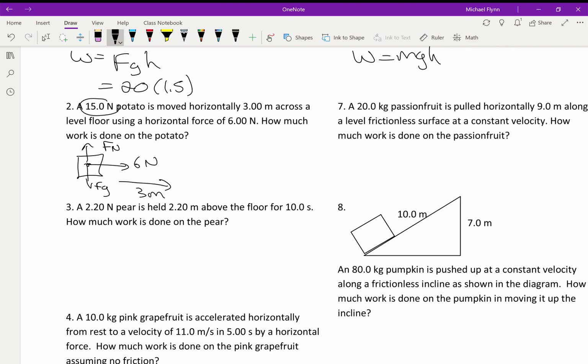So they tell you this, that's a red herring, you don't really need it, okay? But we do need these other numbers. So the work done here would be 6 times 3, and the cos of 0 degrees is 1, and so that's 18 joules of work. Super easy, okay?